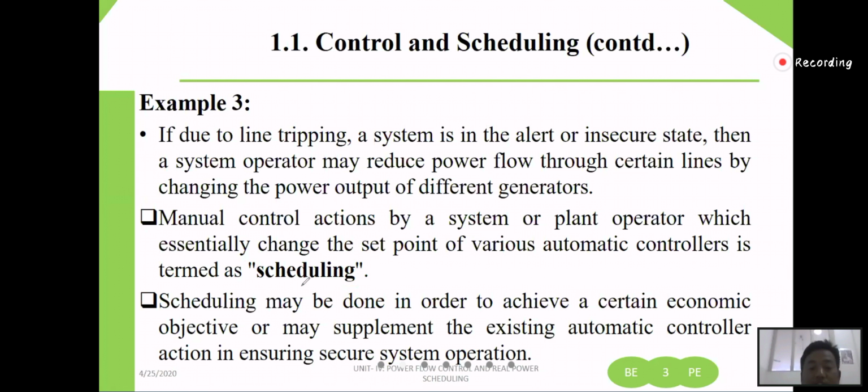Why are we doing this scheduling? Why are we not keeping one per unit voltage? This depends on the operator, and certain objectives are there, where if you keep it at one, the ideal case, sometimes you may not achieve economy. So to achieve a certain economy, we schedule in such a way, done in order to achieve a certain economic objective, or it may supplement the existing automatic controller action in ensuring system operation. Okay, so this is known as scheduling.